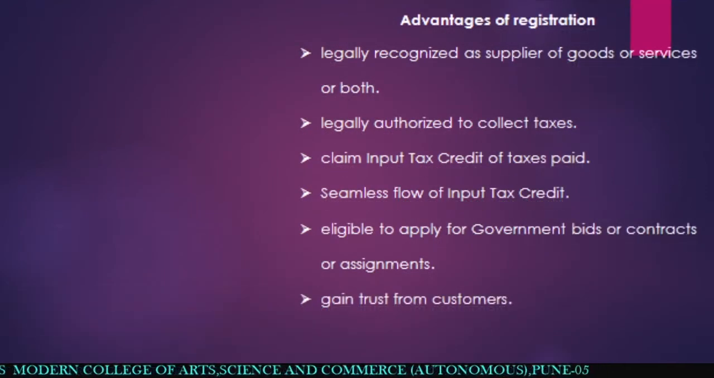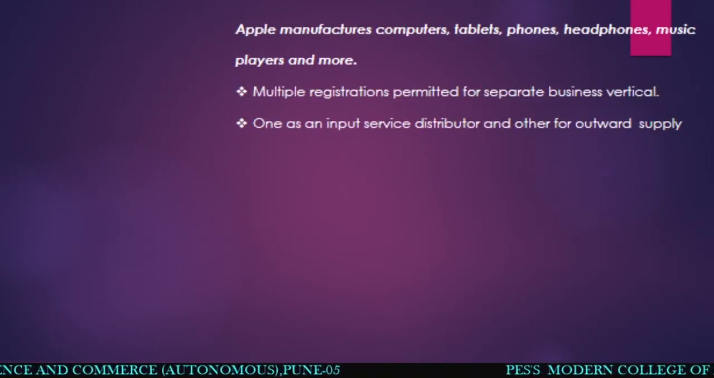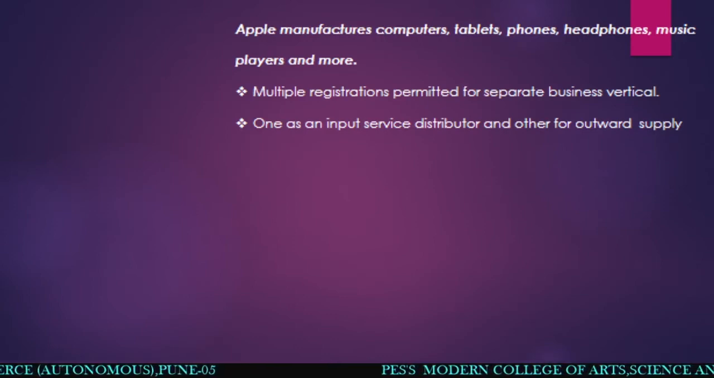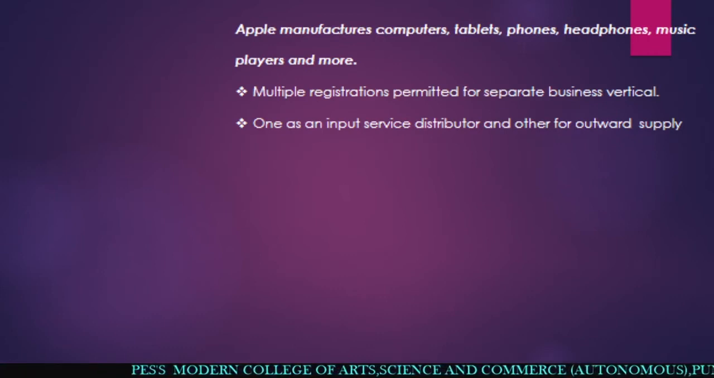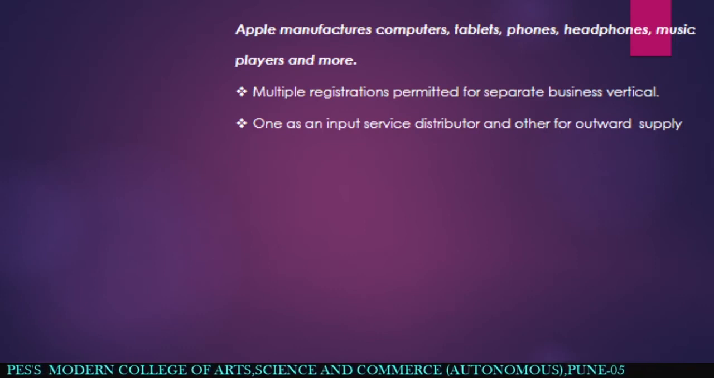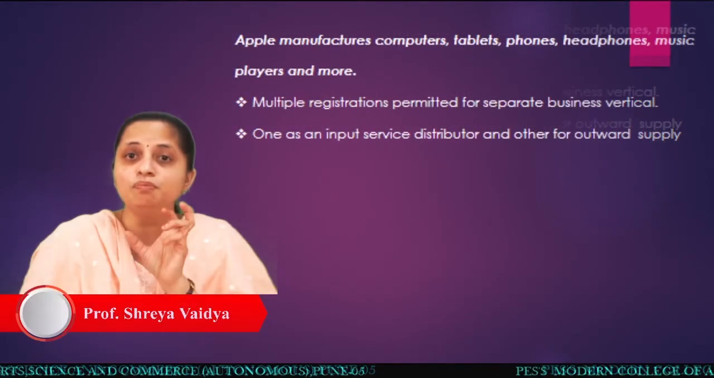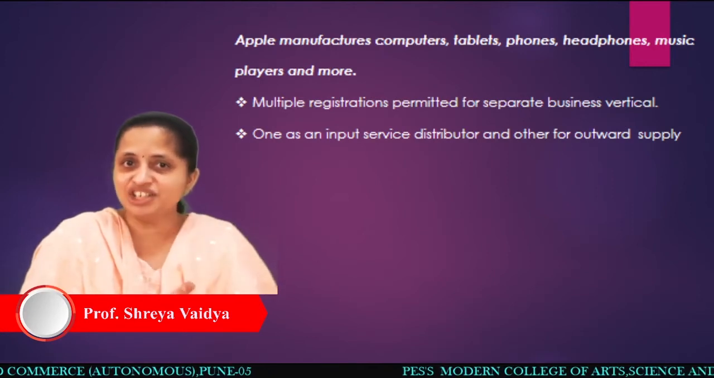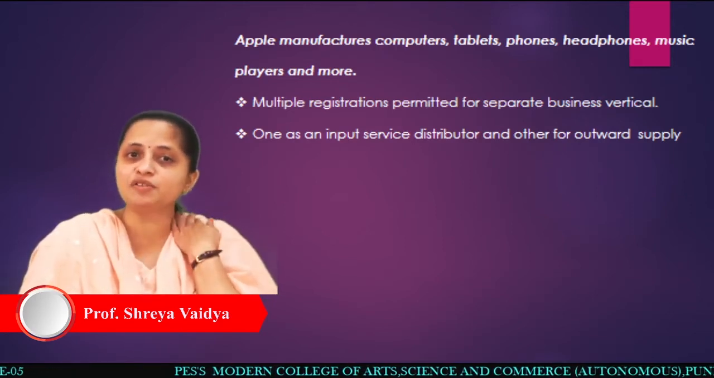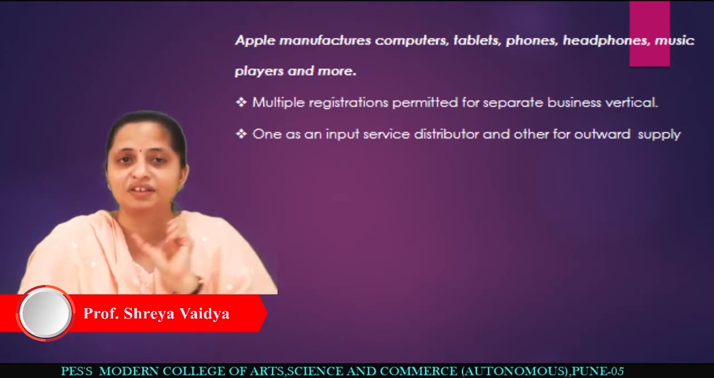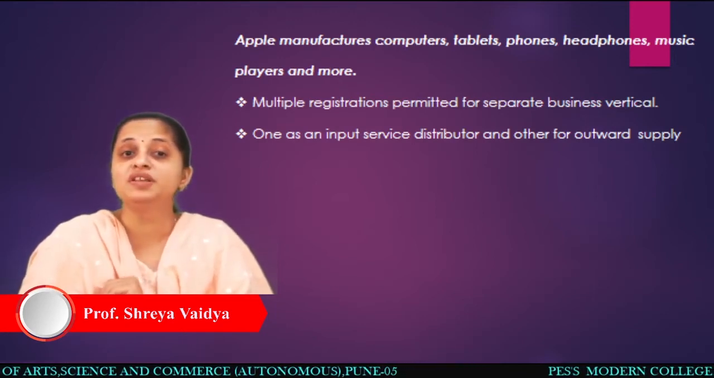Now, what are the exceptions to one registration for one state? Multiple registrations are permitted for separate business verticals, one as an input service distributor and another for outward supply. Now we'll see one example. Apple manufactures computers, tablets, phones, headphones, music players and many more. Management at Apple can divide overall company performance into smaller segments based on these products to measure where the company is succeeding. And for this purpose, students, we are applying Accounting Standard 17 of business segment.